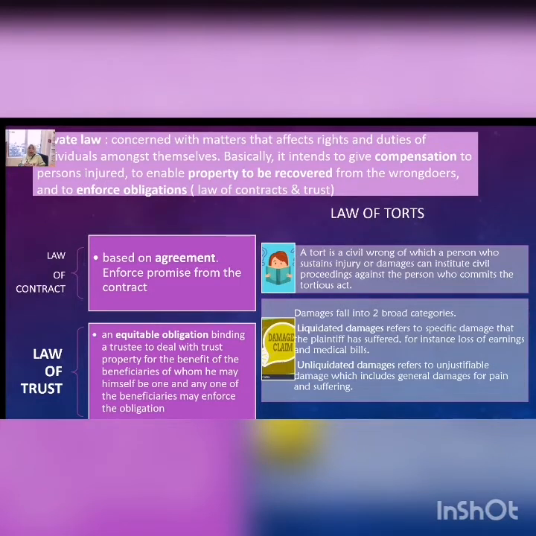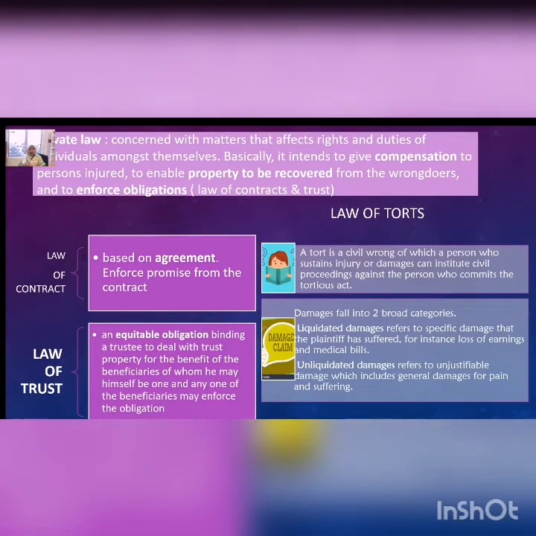Okay, and it also can enforce obligation. For example, in the case of me and Mahmud earlier, if Mahmud doesn't want to sell the special book to me, so there is only one book, I may apply to the court to enforce Mahmud to sell the book to me. So it can enforce obligation. Okay. So under the private law, there are three types of law.